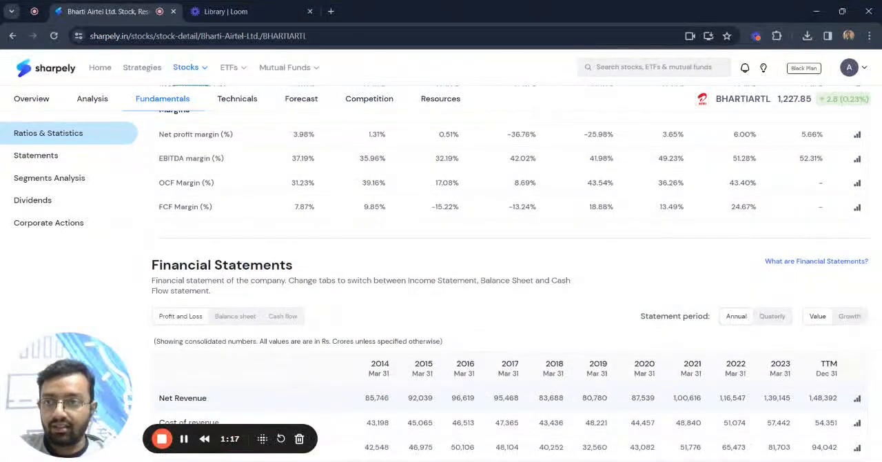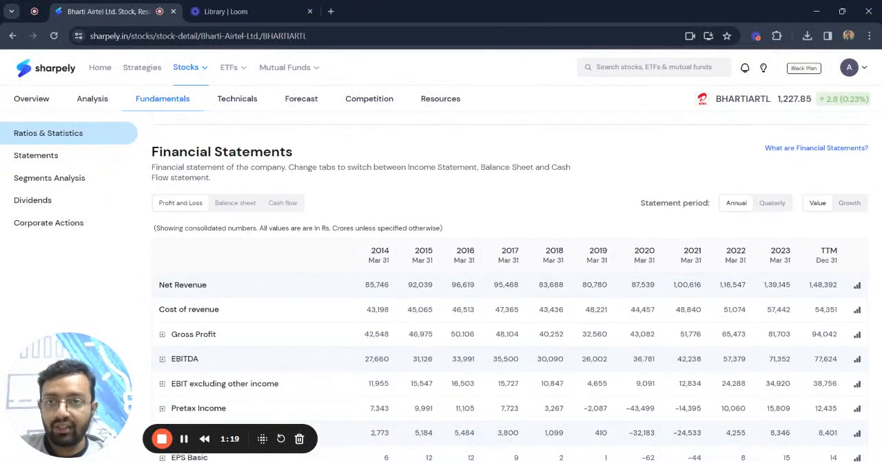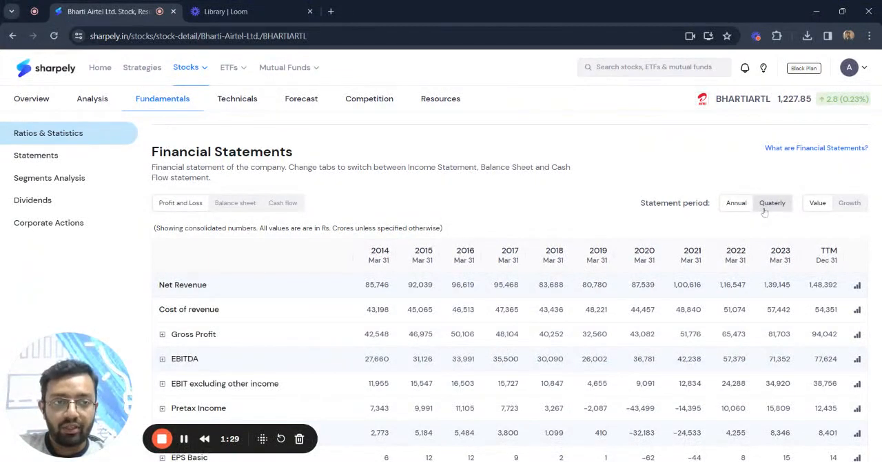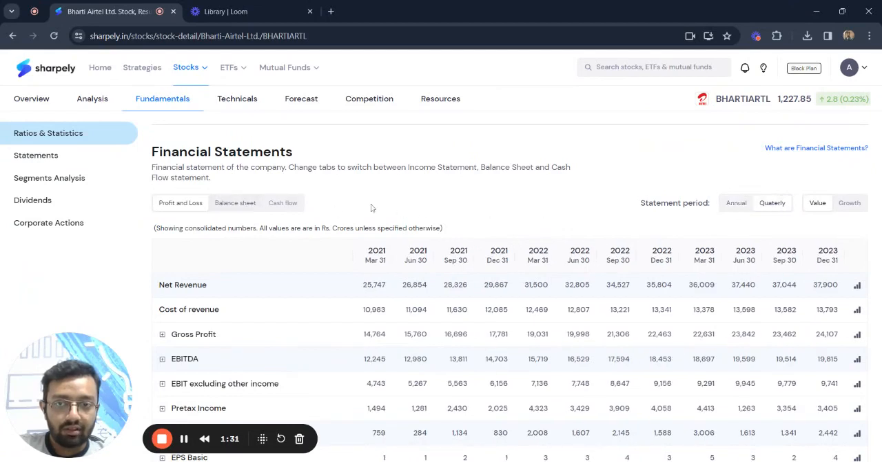The second part of fundamentals is the financial statements. Here we provide the details of all three financial statements, including P&L, balance sheet, and cash flow. Now, P&L is provided on an annual and quarterly basis. The other two are on an annual basis.